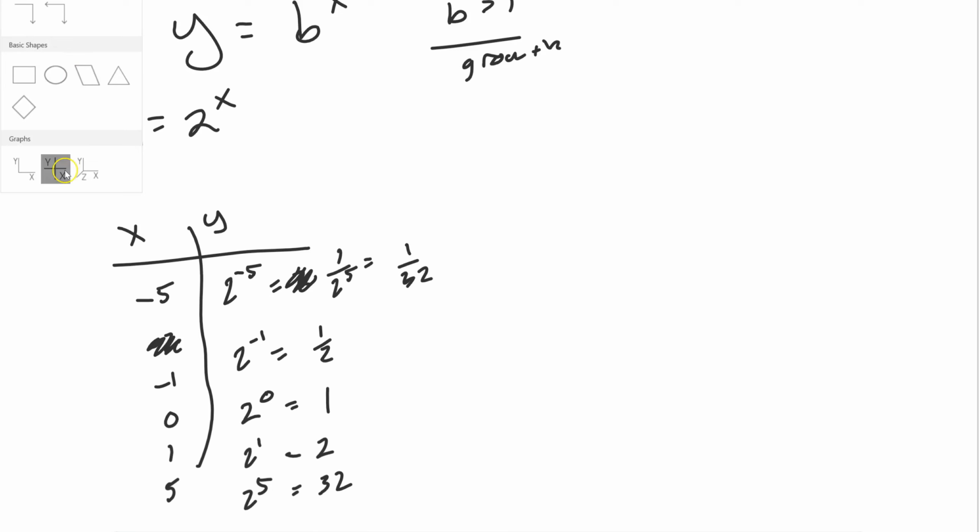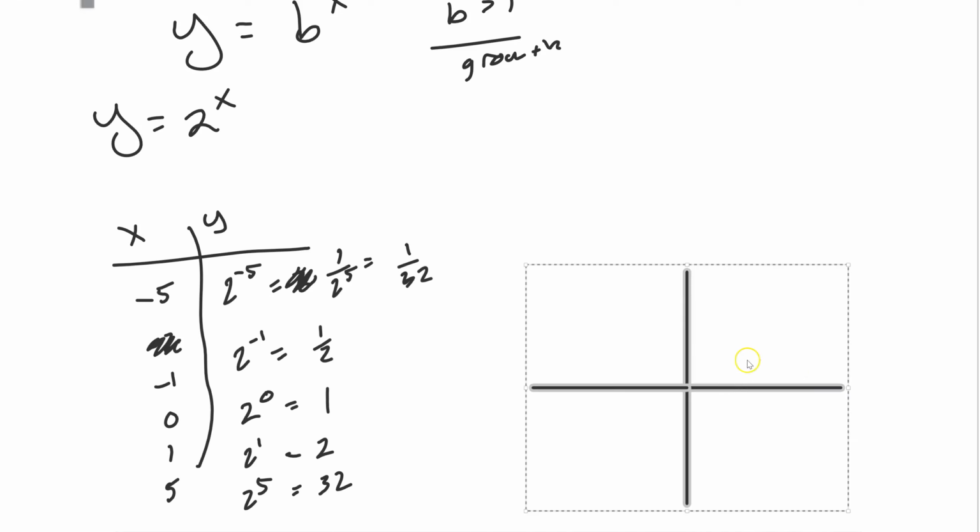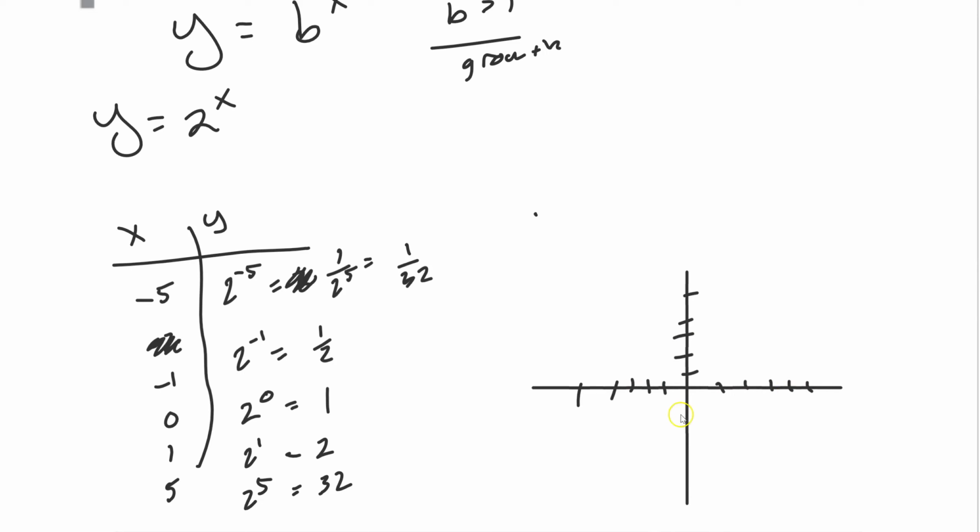Look at my shapes. I proved I can't draw straight lines, so let's do this instead. Set that. Okay, and then we're going to do tally marks. 1, 2, 3, 4, 5, and again 1, 2, 3, 4, 5. X and Y. So let's plot this thing.